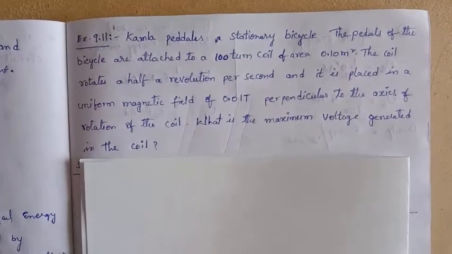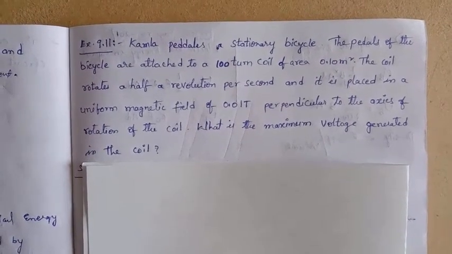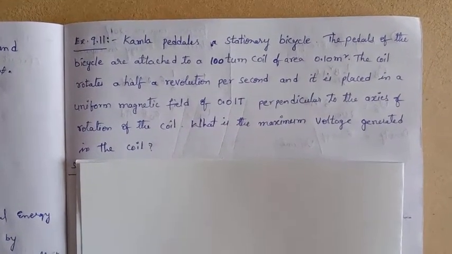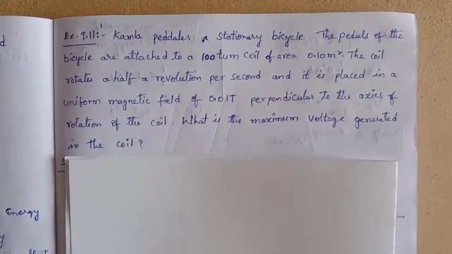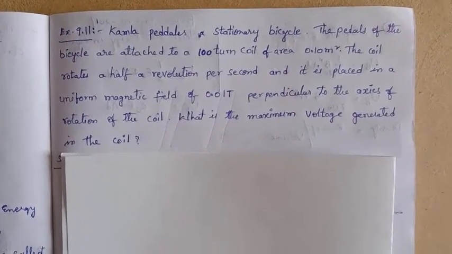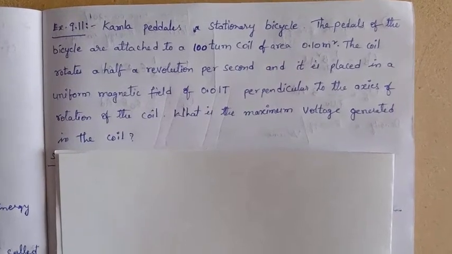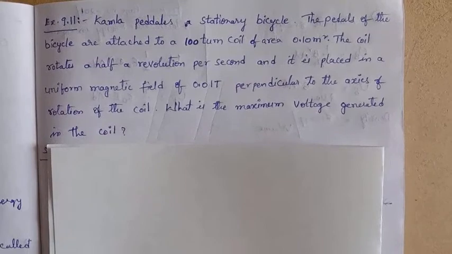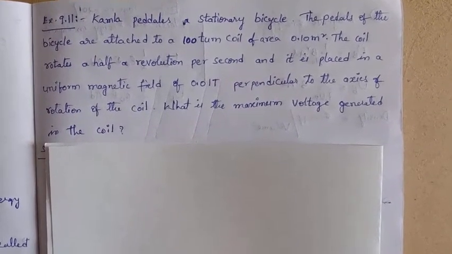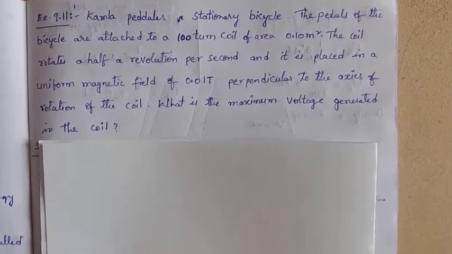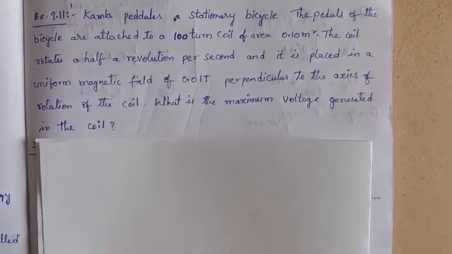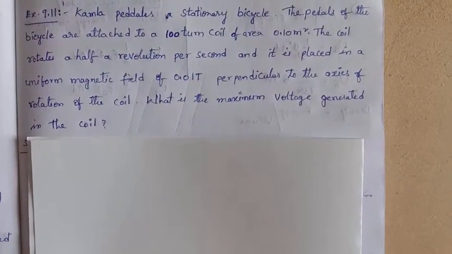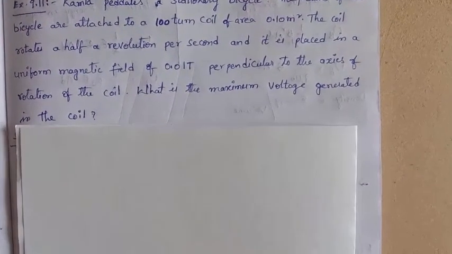Okay, good morning students. Now we'll discuss the problems in electromagnetic induction. Example 9.11: Kamala pedals a stationary bicycle. The pedals of the bicycle are attached to a 100 turn coil of area 0.1 meter square. The coil rotates half a revolution per second and it is placed in a uniform magnetic field of 0.1 Tesla perpendicular to the axis of rotation of the coil. What is the maximum voltage generated in the coil?